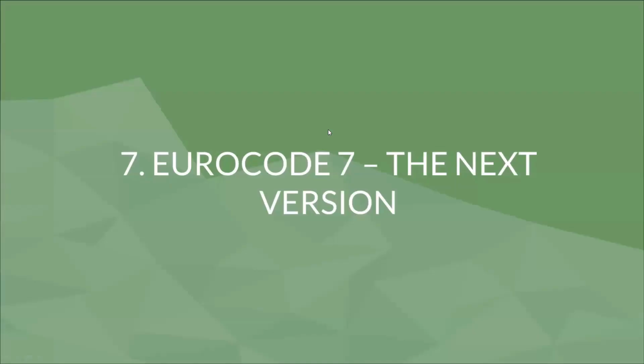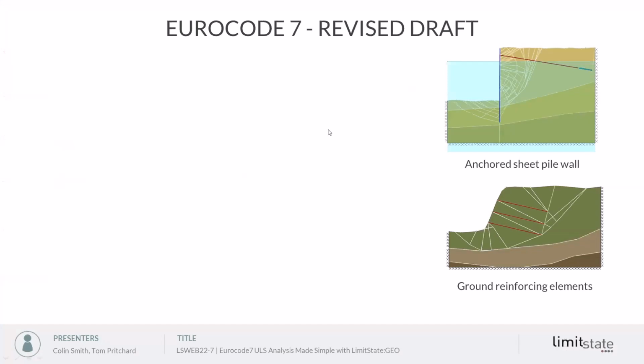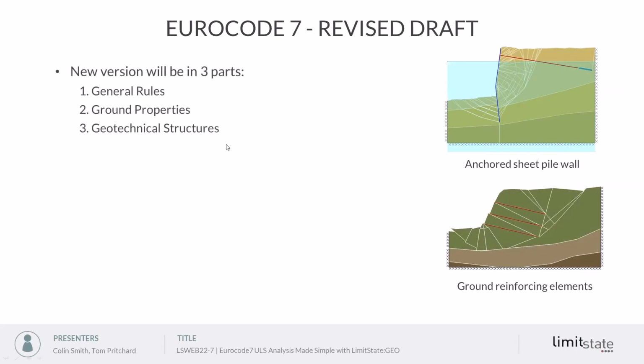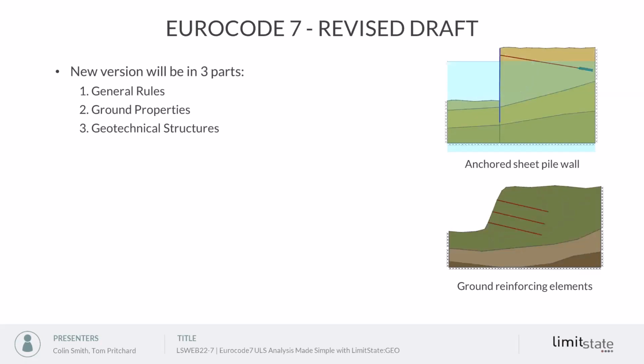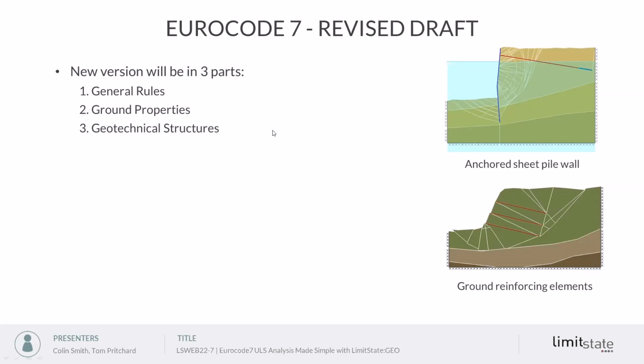And then just to wrap up, I'll say a little bit about the new Eurocode 7. It's just been out for consultation, the latest draft. It has three parts now: general rules, ground properties, and geotechnical structures. So there are chapters for a range of different structures, including reinforced fill and soil.